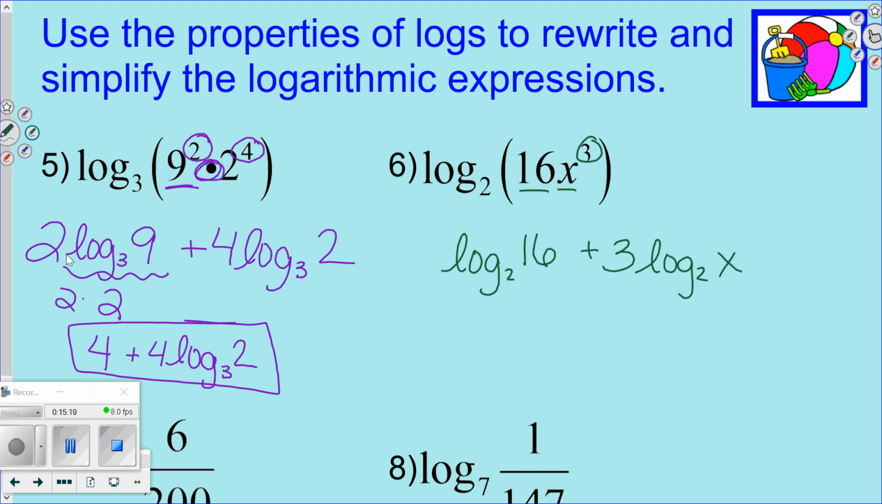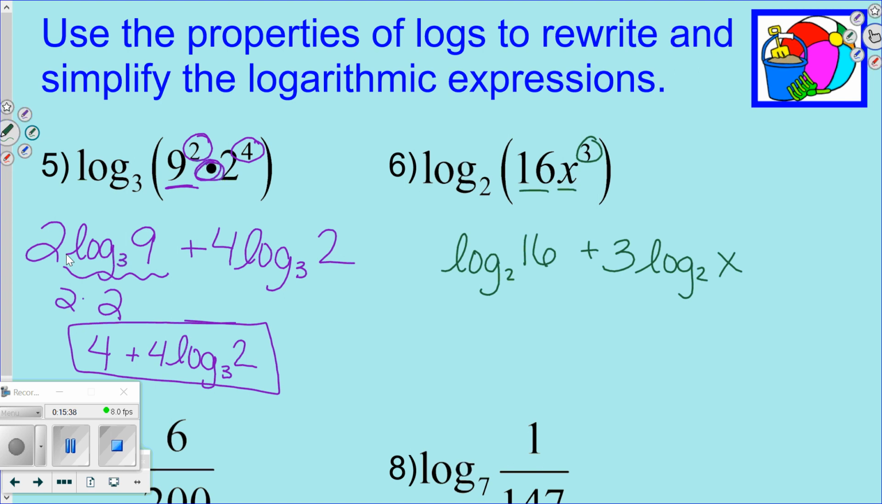Good. You're doing with the first part and the second part. All right, so log base 2 of the 16. If they're being multiplied, so it's plus, and then exponents get thrown out in the front, 3 log base 2 of x. Yes? We okay?